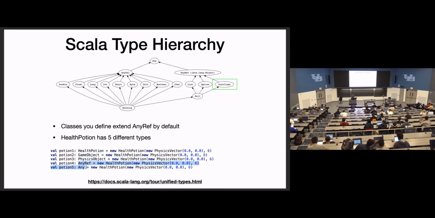These two aren't very useful. You don't really want to do those in your code. Yes, technically you can. It's almost always a bad idea. But these ones we want to talk about: GameObject and PhysicsObject. The fact that we can store references to HealthPotions in variables of type GameObject and PhysicsObject is going to give us a lot of power.